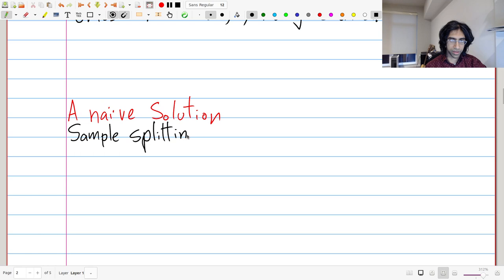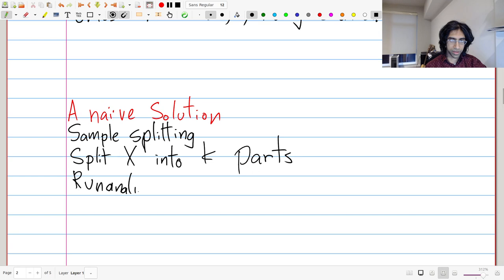So what we would do is imagine you have some data set X and you want to run K analyses. What you do is essentially just split X into K parts, and then run analysis on each part. Let me say this a bit differently: run the ith query on the ith part.